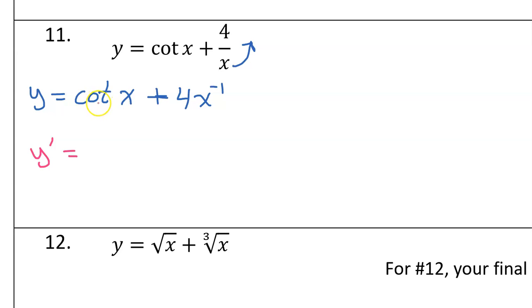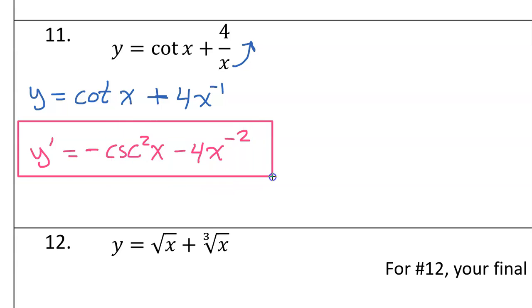So what's the derivative of cotangent? Well, I first learned the derivative of tangent is secant squared. So the derivative of cotangent is negative cosecant squared. So here I go, negative cosecant squared x. Moving on, power rule. Negative 1 times 4 is negative 4. Reduce this power by 1, so we have the negative 2 power. And we don't have to simplify anything on this page, so that can be our answer.